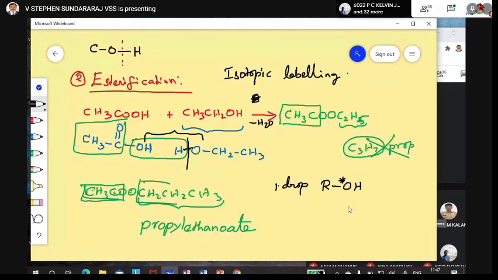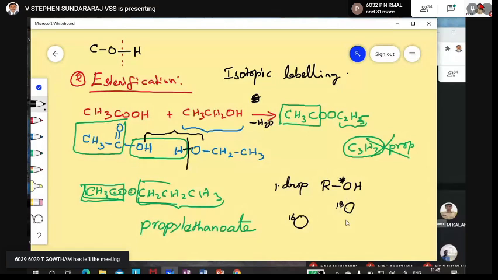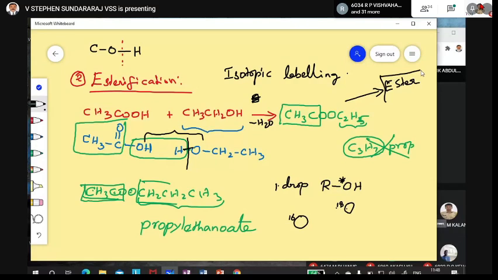Okay, O18. What is the normal alcohol? Normal oxygen is O16. But by a special method, we can couple alcohol with oxygen 18, because it is a radioactive isotope. So now that alcohol was used. After the reaction was over, they separated the ester. The ester was purified and separated, and then they studied it.